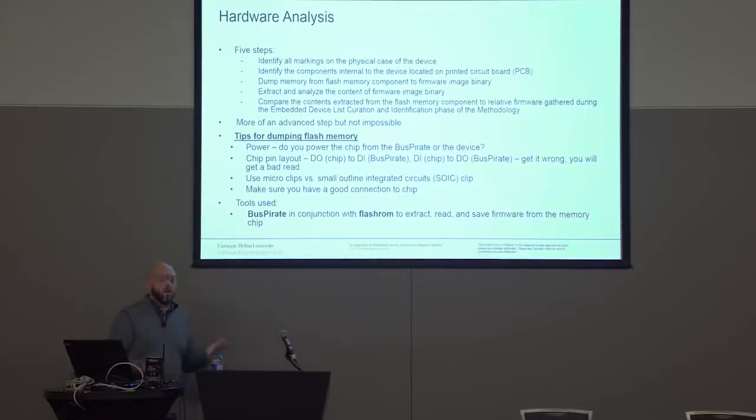Then once you're done with that, open it up. What's on the printed circuit board itself? What's on that PCB? What chips does it have? What can you identify about those chips? Really, you're looking for the flash component on there, because that flash component is typically where the firmware is installed. Try to dump the flash memory off of there. And then once you're at that point, you can extract it and analyze it just like you would if you grabbed it from the website.